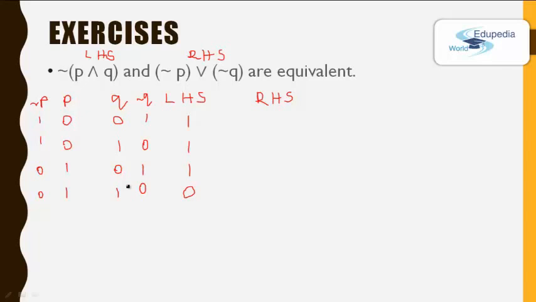And here the operation is the OR operation. 1 OR 1 is 1. 1 OR 0 is 1. 0 OR 1 is 1. 0 OR 0 is 0. So you can see the two outputs are the same in here. Therefore, the two expressions are equivalent.